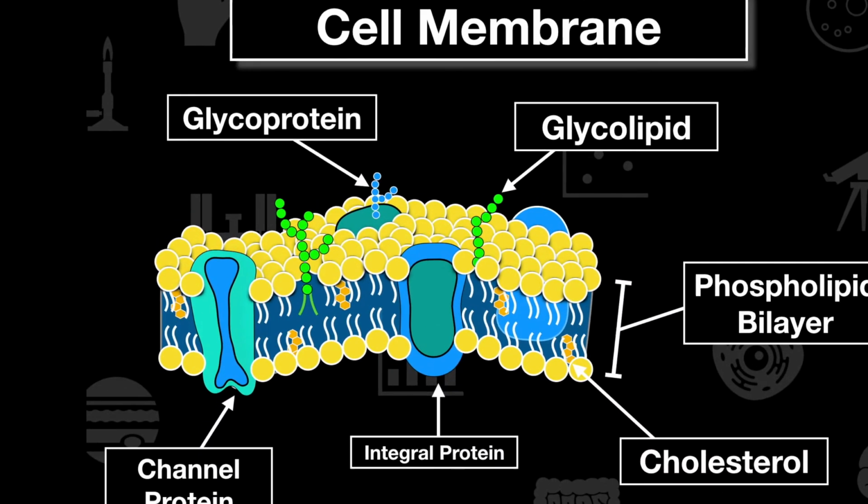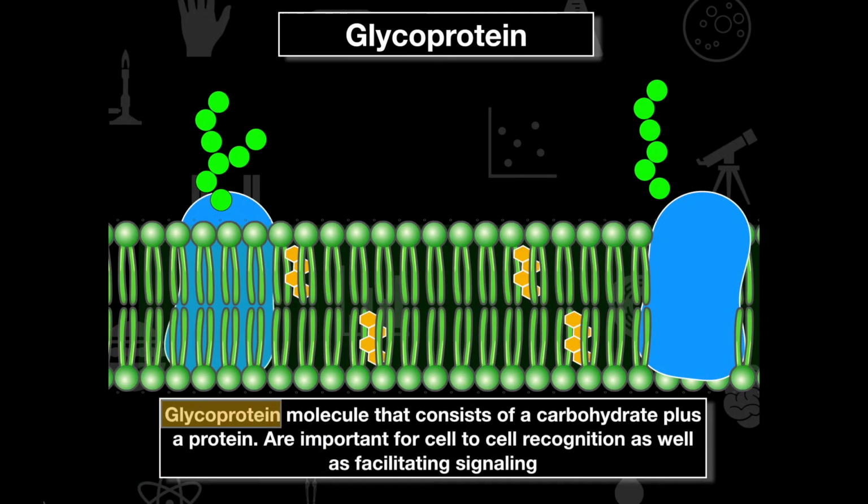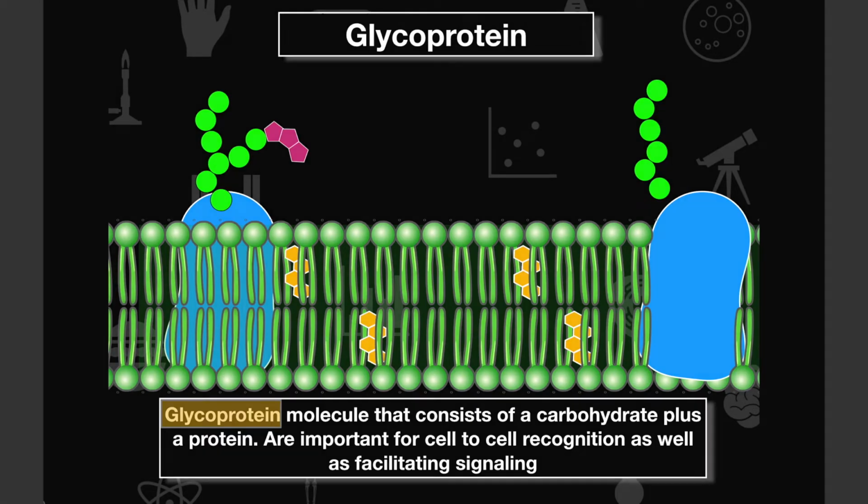So let's go through and look at glycoproteins. Now, glycoproteins are going to be somewhat similar. These are molecules that consist of a carbohydrate plus a protein. This is going to be really important for cell recognition and to facilitate cell signaling. Just like what we talked about with the white blood cells, they're going to enable cell recognition and ensure that our white blood cells know that these are cells within our body. They're not invading cells. But they're also going to allow for cell-to-cell recognition and the transport of molecules, so that way cells can communicate with each other.